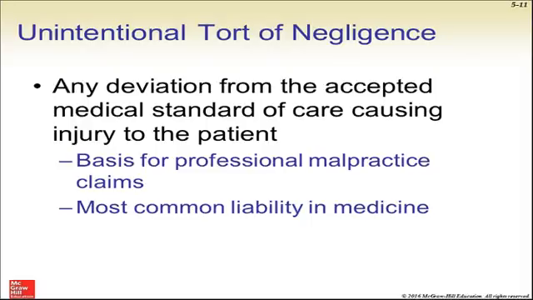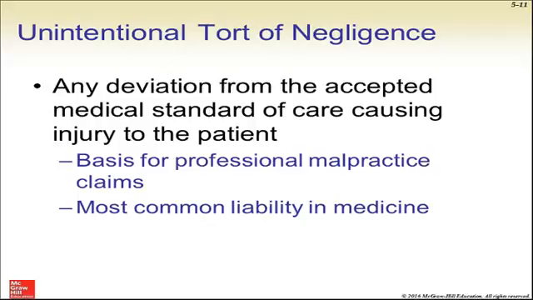We touched last week on unintentional tort of negligence. So let's bring this back to the forefront again. It's any deviation from the accepted medical standard of care causing injury to the patient. So it has to be a deviation from the standard, and it has to cause injury to the patient to be considered negligence. This is a basis for professional malpractice claims, so it is something that a malpractice claim could be filed for. And it's the most common liability in medicine, so it is something to take very seriously.